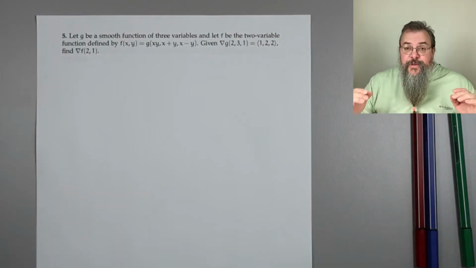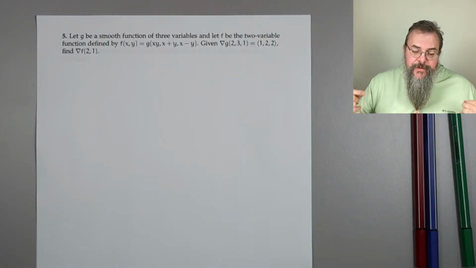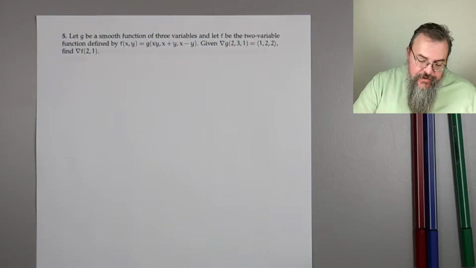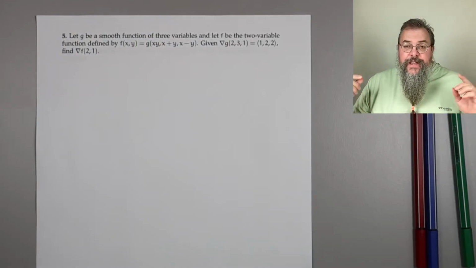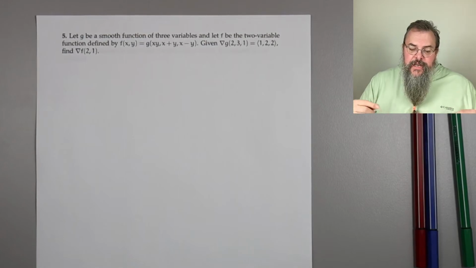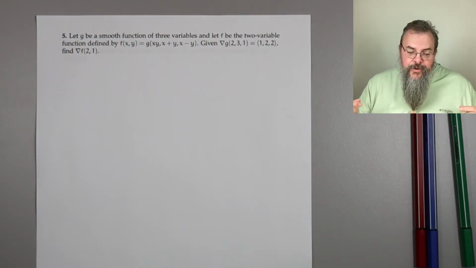Let g be a smooth function of 3 variables, and let f be the 2-variable function defined by f of x, y equals g of xy, x plus y, x minus y. Given that the gradient of g of 2, 3, 1 is 1, 2, 2, find the gradient of f at 2, 1.